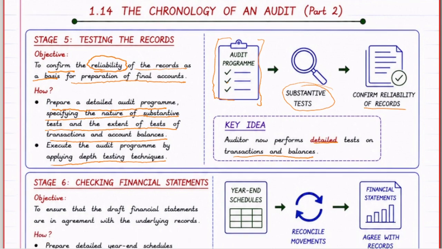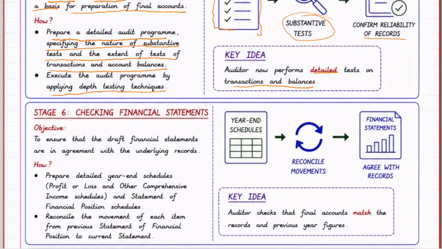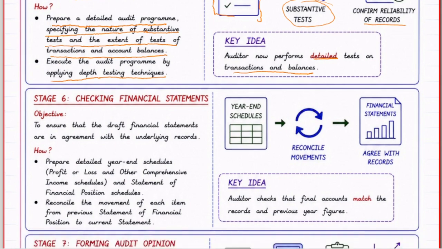Now let's move to stage 6, which is checking the financial statement. Now we have checked what gave birth to the financial statement, so now let's check the financial statement. So what is the objective? The objective is to ensure that the draft financial statements are in agreement with the underlying records.